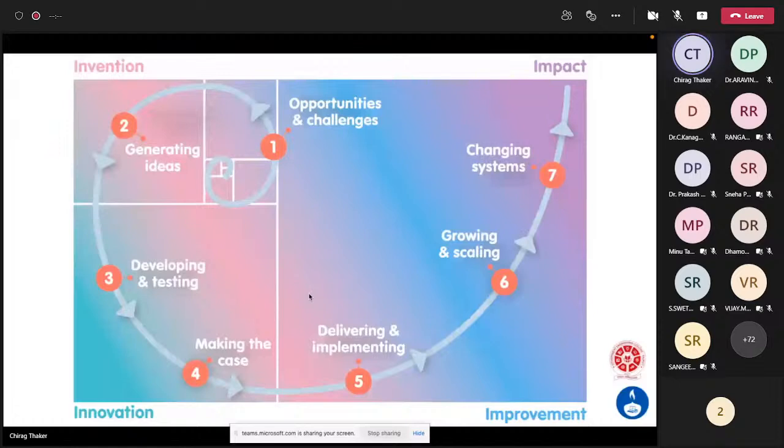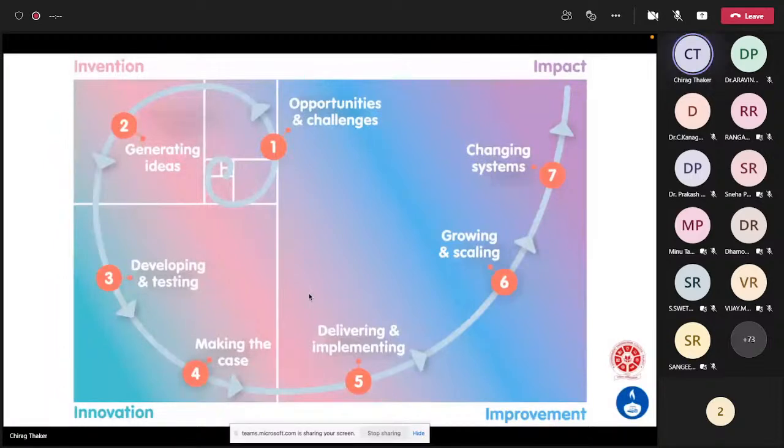Number 1, opportunities and challenges. That's from where you start. Then generating ideas. Then developing and testing. Then making the case. That is the 3rd quadrant. And then the 4th is all about the impact part: delivering and implementing, growing and scaling. Scaling is something which is great, keeping the business revenue or number of users in mind, and then changing the system. Like buying a car to renting an Ola is changing the system.